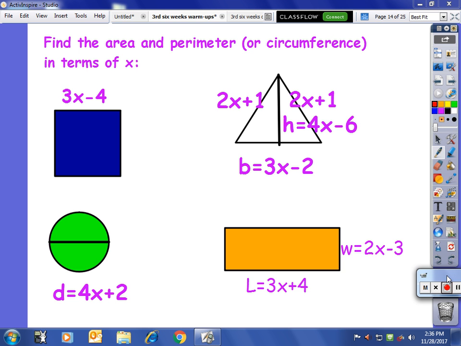Alright, I wanted you guys to do a warm-up on area and perimeter in terms of x because this will be on your next exam. I'm going to throw it in there with the factoring test. So let's look at this first figure, the square.